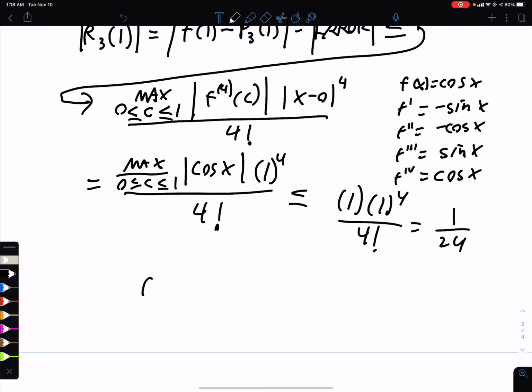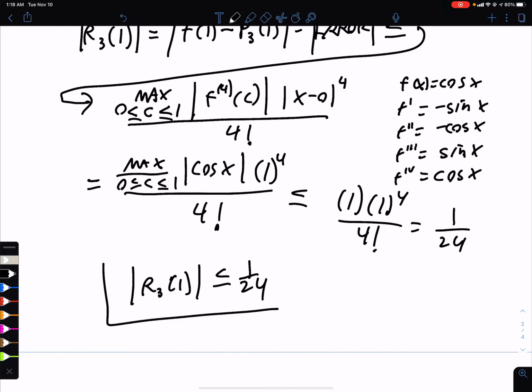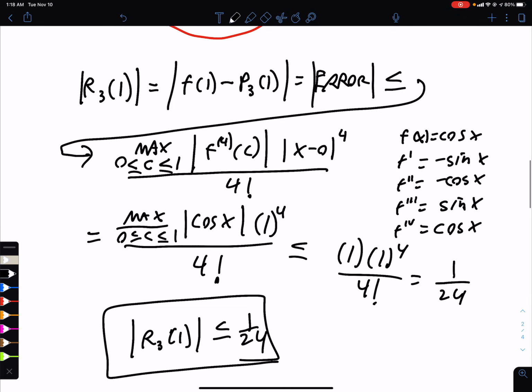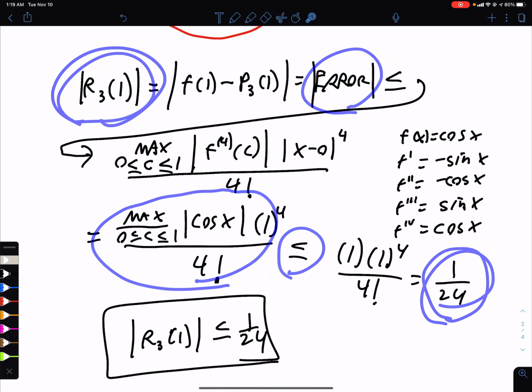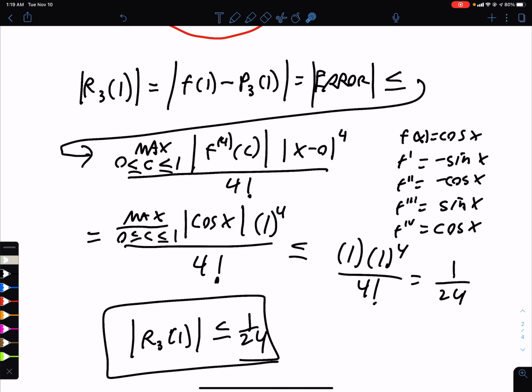So in summary, the remainder will be less than or equal to 1 over 24. There's a boundary, because if you look at this chain, this is going to be bigger than this, which is bigger than this, which is bigger than that. So in other words, that's bigger than that. So the remainder must be less than 1 over 24. So that's how you do the error bound.